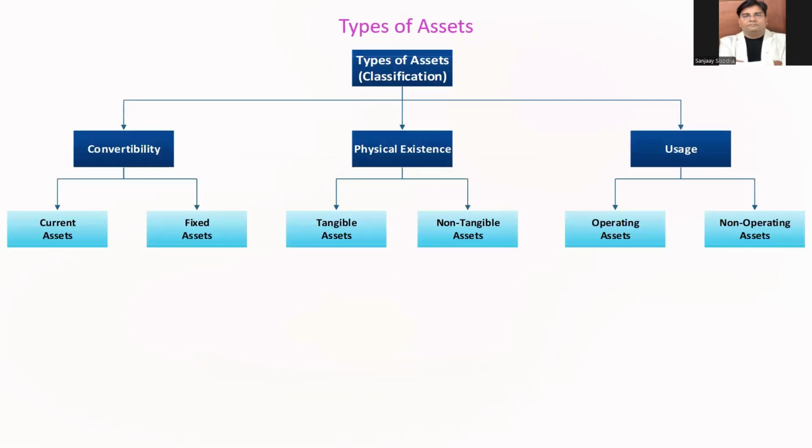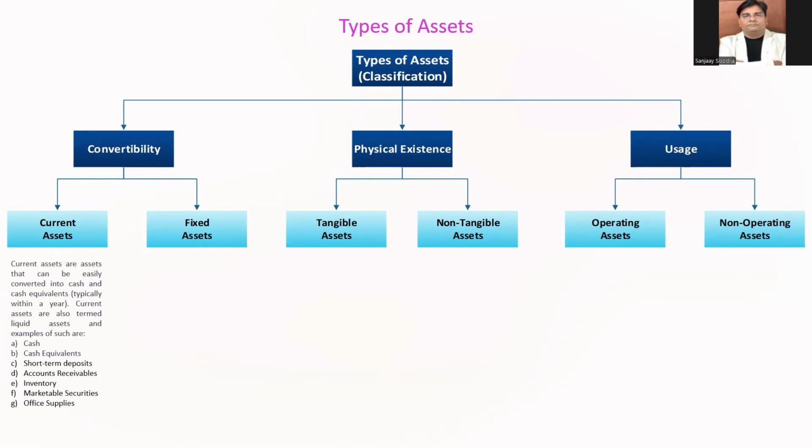Depending on three criteria, that is convertibility, physical existence, and usage, assets can be classified into six different categories. First we will talk about convertible assets. When the assets are classified on the basis of convertibility, they are divided into two categories, that is current assets and fixed assets.